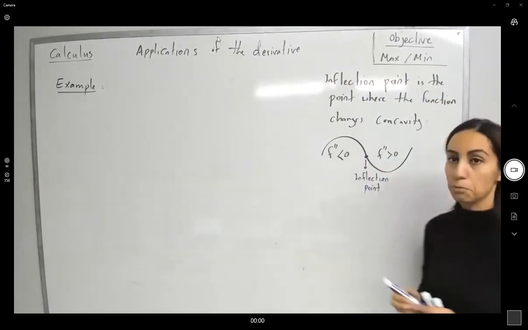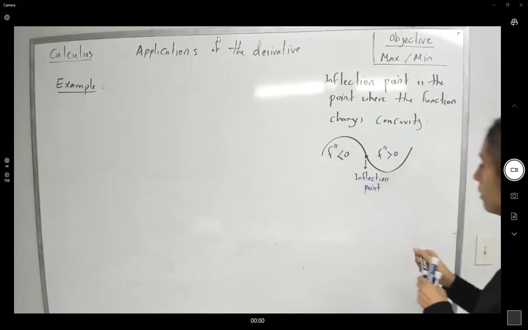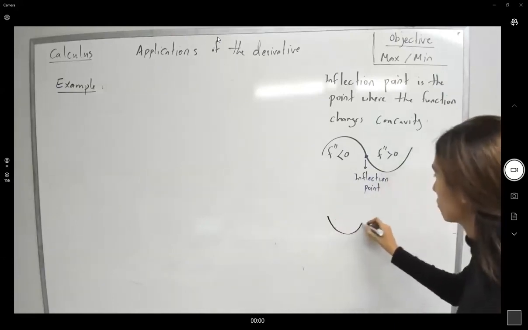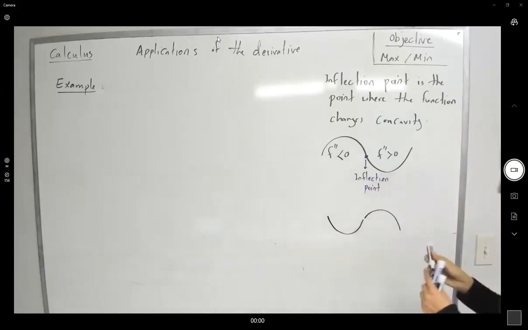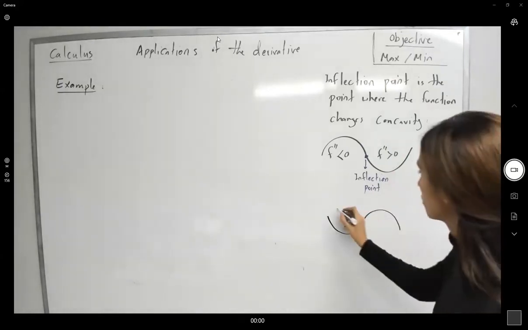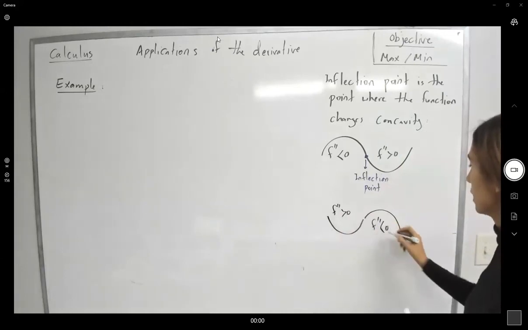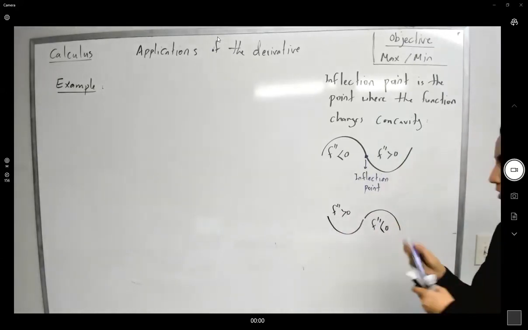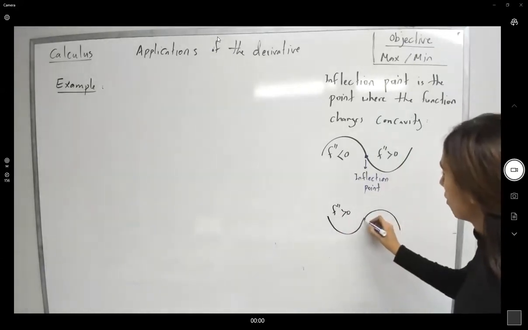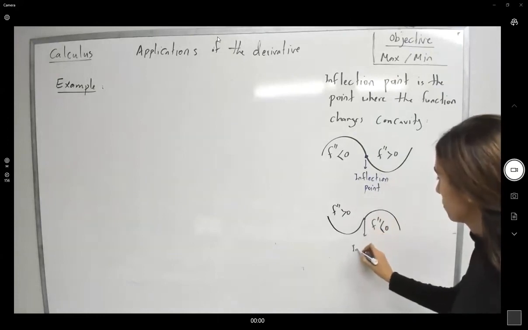Or it might be concave up, then concave down. Well, in this case, your second derivative is positive. Here, your second derivative is negative. Well, the point where the graph changes concavity is called the inflection point.